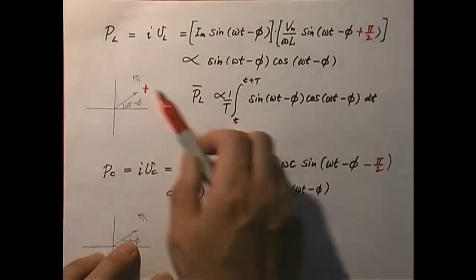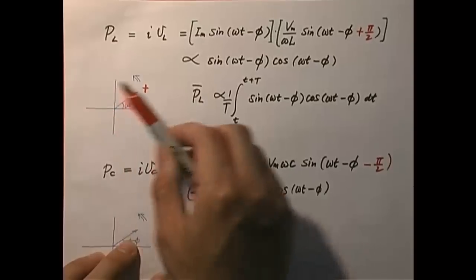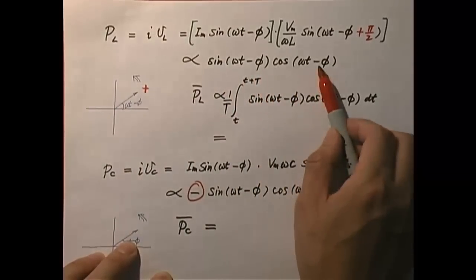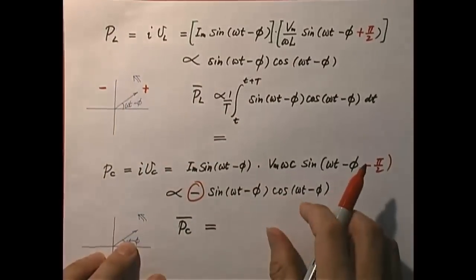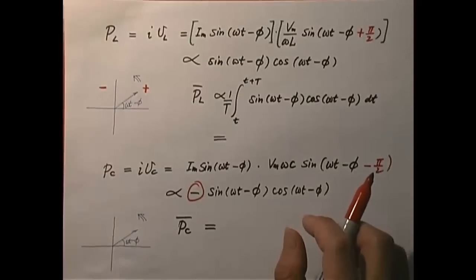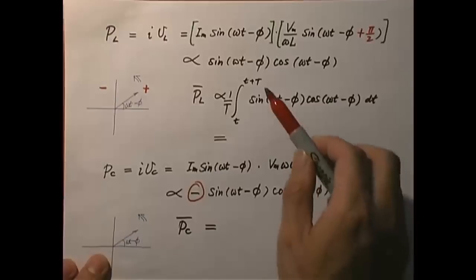Now, in the second quadrant, as t goes by, omega t minus phi will enter the second quadrant. Sine remains positive, but now cosine becomes negative, right? So the product is now negative, which means the power consumption by the inductor now becomes negative. What does a negative power consumption mean? Well, a positive power consumption means the element is taking energy in from the rest of the circuit, right? So now we have a negative power consumption. That means the inductor is feeding energy back into the rest of the circuit. So it is giving energy back to the rest of the system. And then you go to the third quadrant.